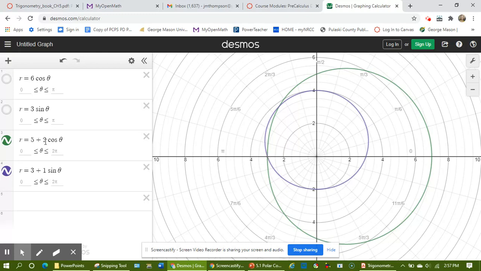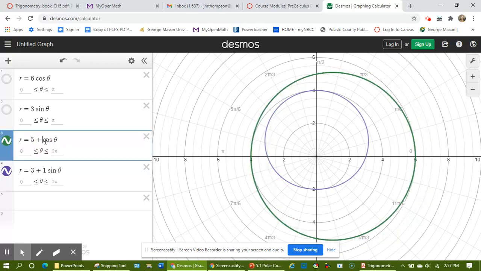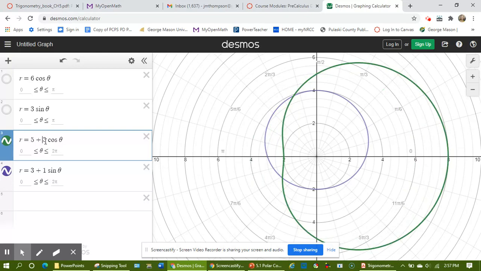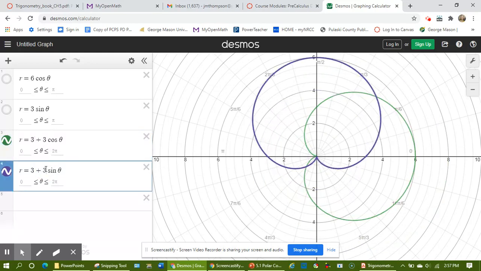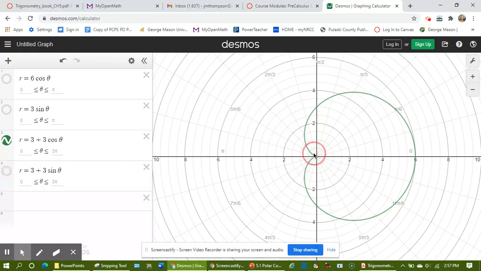All right, and then the final possibility for these limacons would be if a was the same number as b. So you put a equal to b, then you get this shape that looks sort of like a heart because of this point right here.